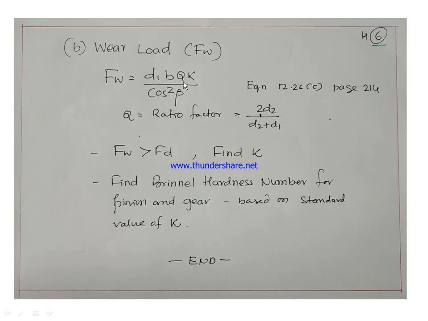Then calculate the wear load using this equation, T1 into B into Q into K divided by cos square beta, and for a safe design the condition to be satisfied is the wear load should be greater than the dynamic load. So this load contains the value K. So by comparing this, find out the value of K, and by referring to the tables, find out the Brinell hardness number of the pinion and gear.